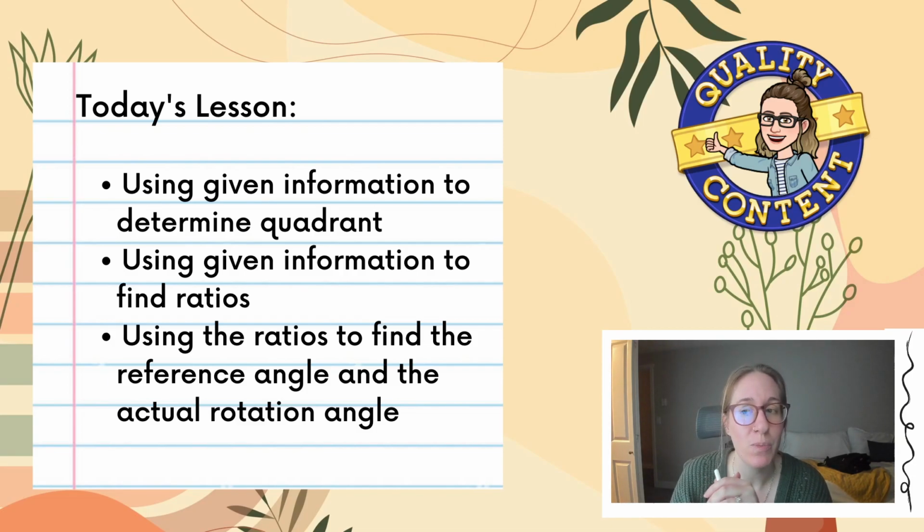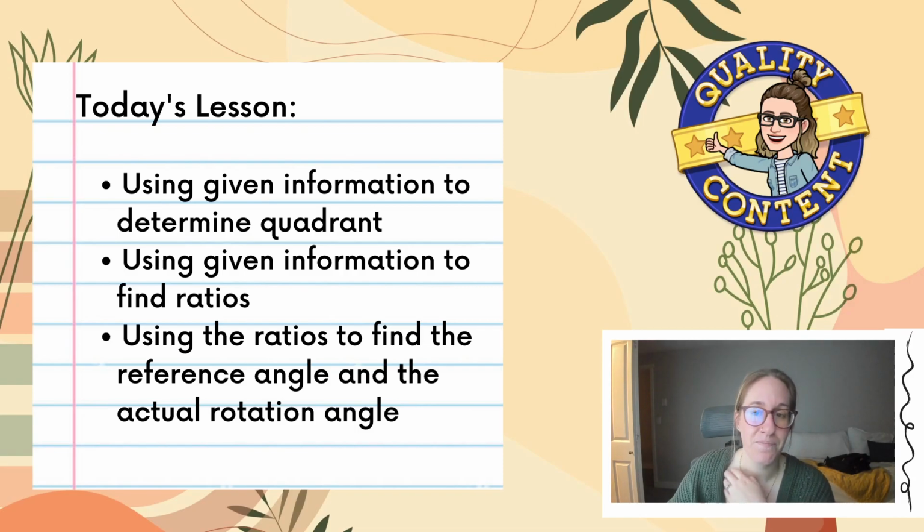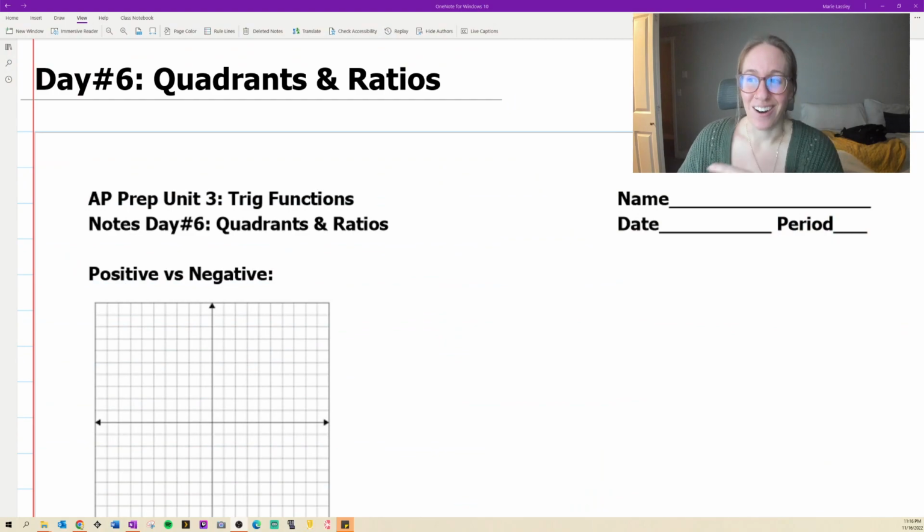Anyways, today we are going to be looking at determining which quadrant we're in based on some given information. We've kind of done some of these things before, but we're going to touch up on it again. Then we're also going to use the information that we have in the quadrant to find some trig ratios, setting up our sine, cosine, tangent, cosecant, secant, cotangent, all that fun stuff. And then we're also going to be finding the reference angle and the actual rotation angle of our reference triangles that we're dealing with, our angle theta. So let's do it.